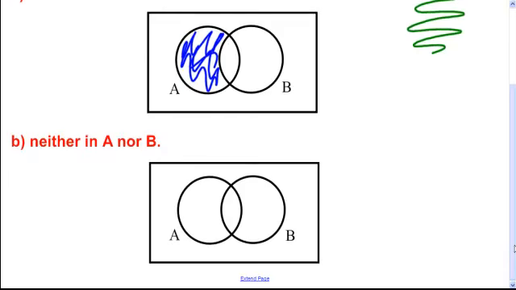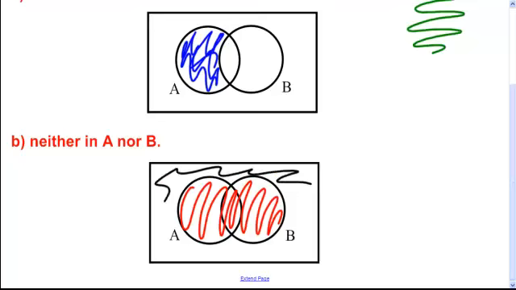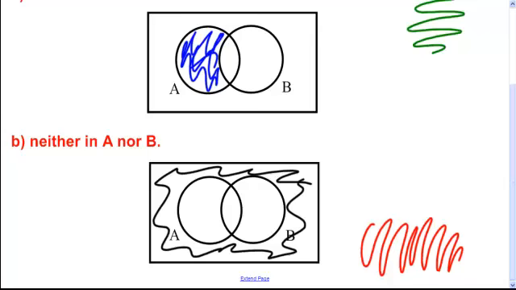Whereas in the second one, it can't be in A or in B. It's in neither of those. So I can't have anything in A or anything in B, which means it's everything outside of them. So I'll get rid of that region there. So just taking a look at what it means by the wording, excluding, including pieces of information.